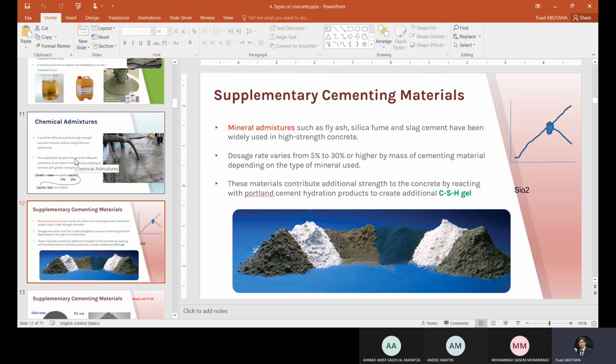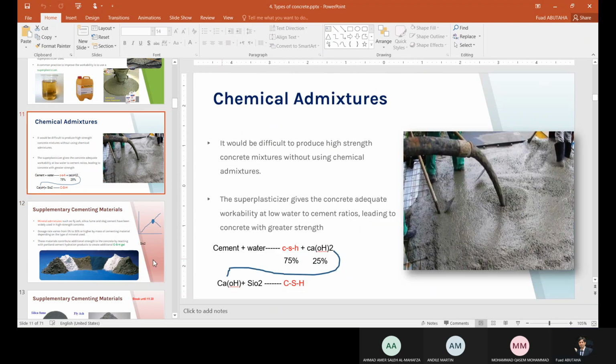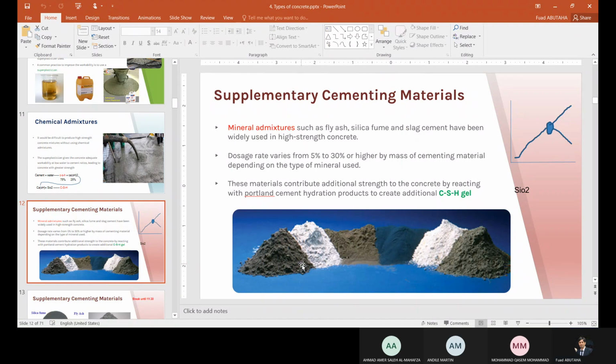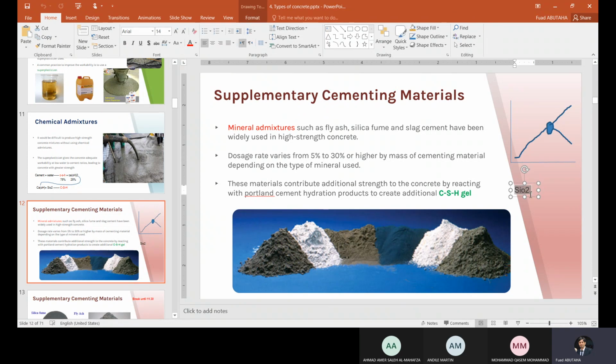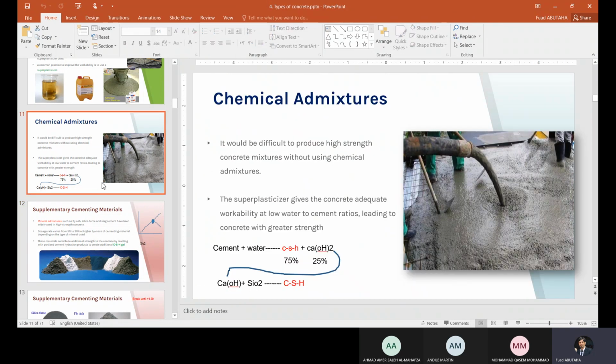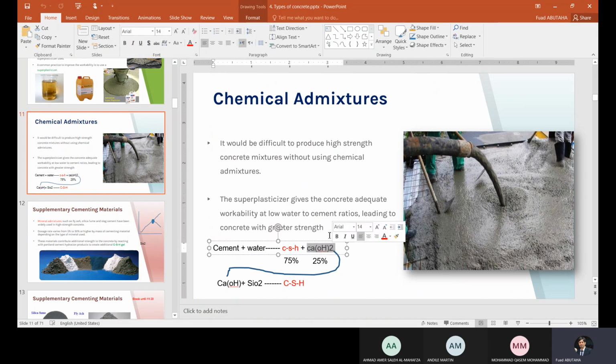The first one is the chemical reaction. Most of the mineral admixtures, or all of them, must have a high amount of silica. This silica will start to react with the calcium hydroxide that has no benefit to the concrete, which occupies 25% of the total volume inside the concrete as a result of the hydration reaction. After the hydration reaction, we get calcium silica hydrate, which is the source of the strength in the concrete, and the higher the calcium silica hydrate, the higher the strength of concrete.